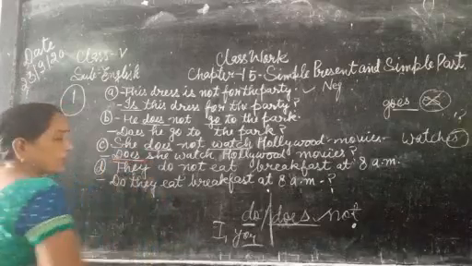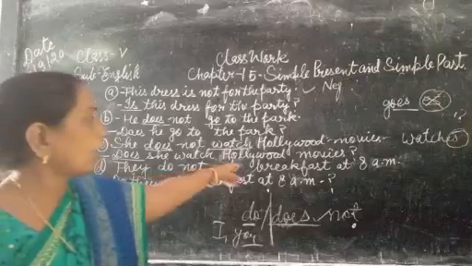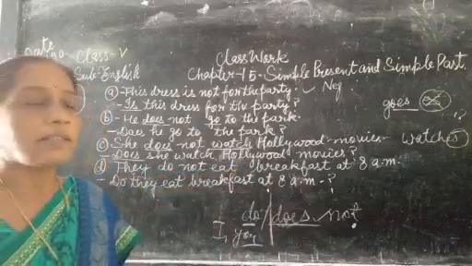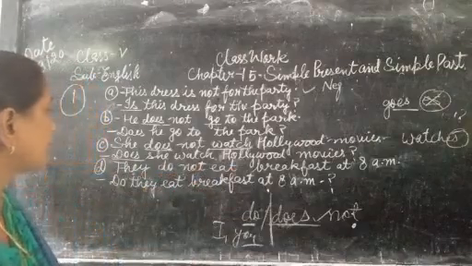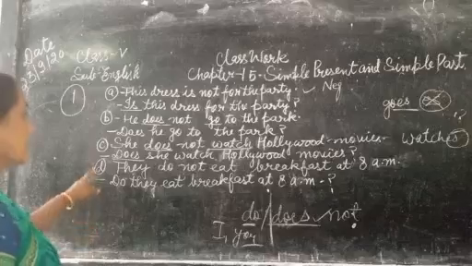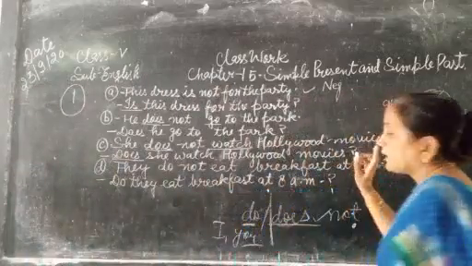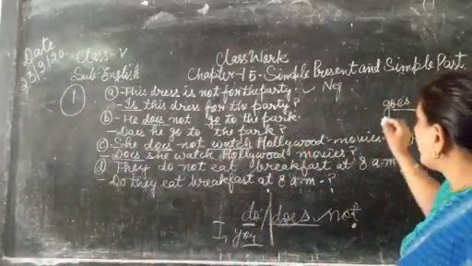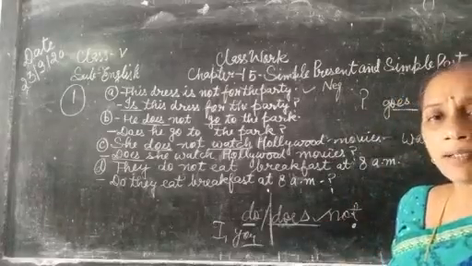Does is put at the beginning of the sentence. Does she watch Hollywood movies? Fine. It will become an interrogative sentence. In interrogative sentences, we must put the sign of interrogation at the end.